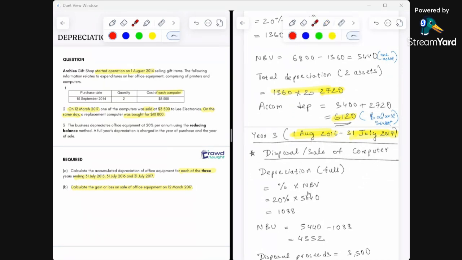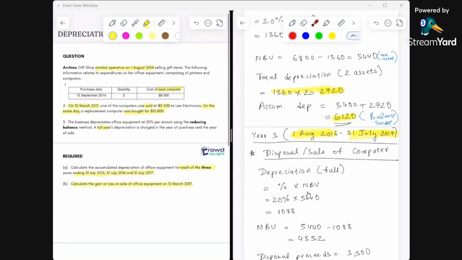So that's why I have created a subheading here, disposal or sale of computer. So you want to find the full depreciation for this computer in year 3 as well, because the third line of information, the very last line that we are given in this question, clearly specifies full year of depreciation in the year of purchase and also the year of sale. So the full depreciation in this case is simply percentage multiplied with the net book value, and we know that we have sold one of the computers, so the percentage is 20, and the net book value for one of these computers was 5,440 at the end of year 2, if you recall.